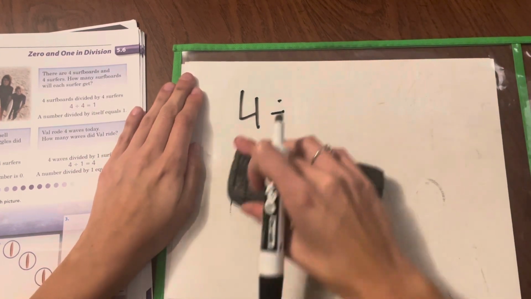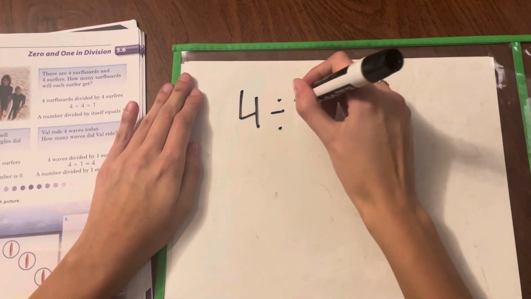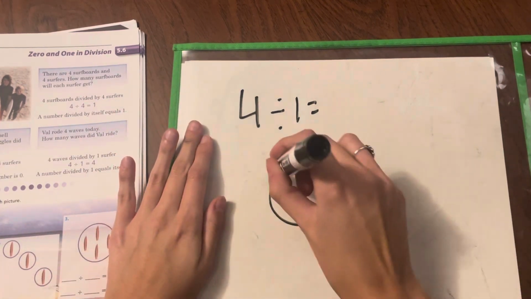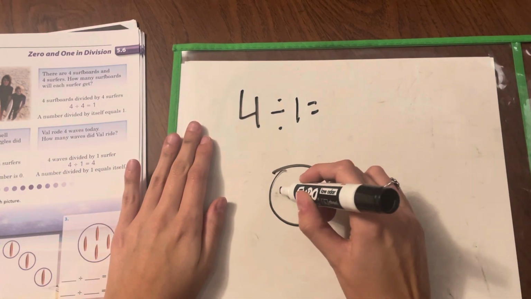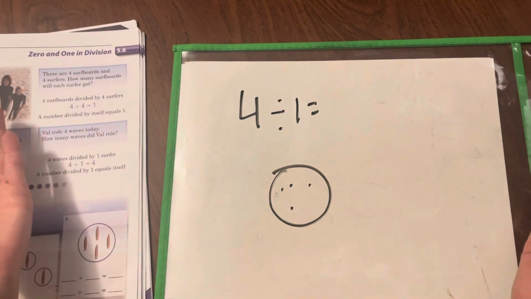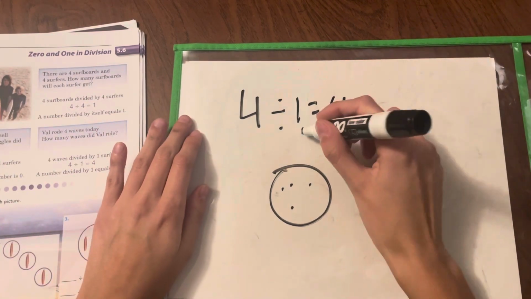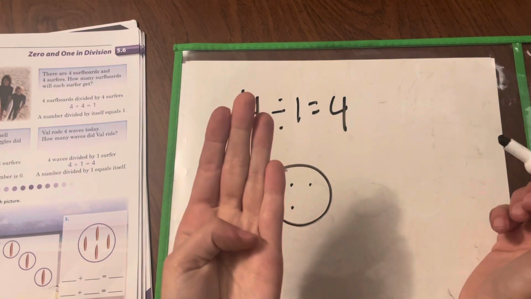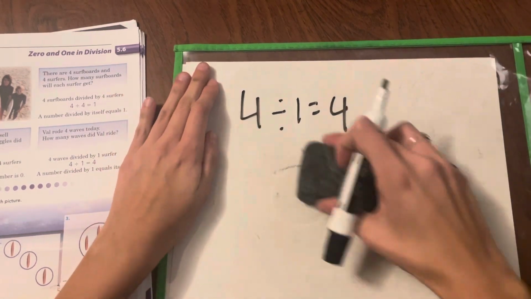Now, what if we turned it around this way? 4 divided by 1 equals, well, now all we're doing, we have one group and we're putting our 4 dots in. 1, 2, 3, 4. Look at that, there are 4. And we skip count, just really counting 1, 2, 3, 4. We get 4. That's super easy.